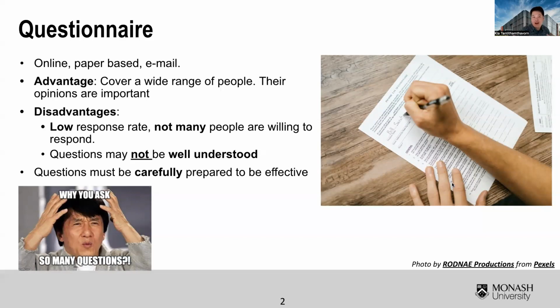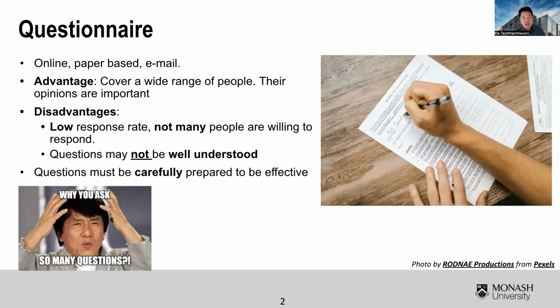But the chance of getting a response here is quite low, okay? Low means that when we send to 1,000, we may get 20 responses. When we send to 100,000 people, we may get 2,000 responses. So the response rate will be lower because they may consider, oh, is that spam? Oh, I don't want to participate, right? That's one of the limitations of the surveys and the questionnaires.